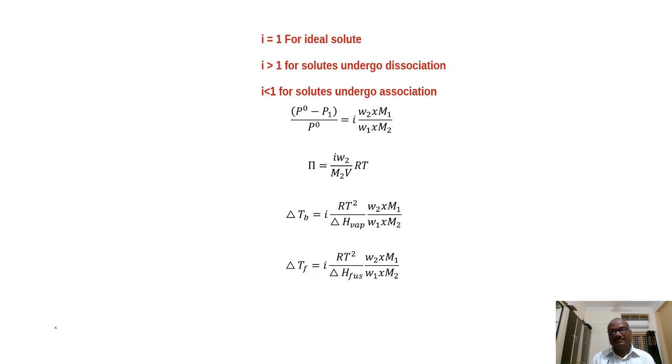So i should be introduced in these. i is there in the numerator. In the case of solutes which undergo association, i will be less than 1. That's why, due to association, we observe the higher molecular masses. For example, acetic acid has a molecular mass of 60. In the dimerization, if it undergoes 100% dimerization, its molecular mass is observed as 120, not 60.